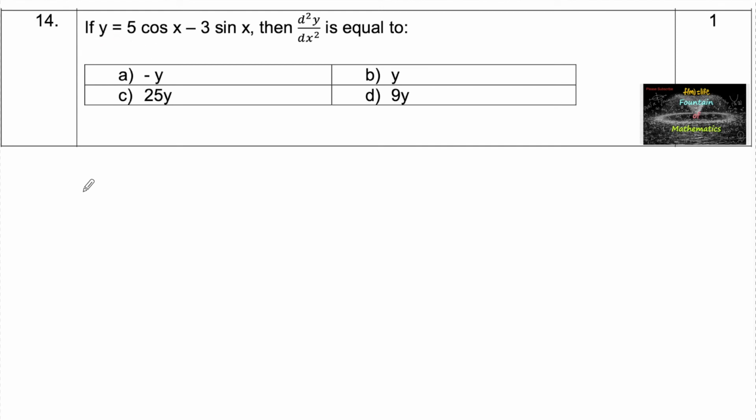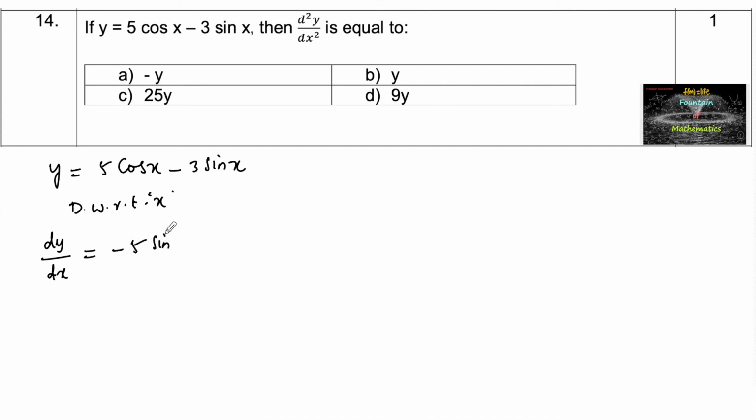If y is equal to 5 cos x minus 3 sin x, then d square y by dx square, second order derivative we need to find. So let's differentiate with respect to x. So we'll have dy by dx is equal to, differentiation of cos is minus sin, so we can write minus 5 sin x, and differentiation of sin is cos, so minus 3 cos x, and again differentiating with respect to x.